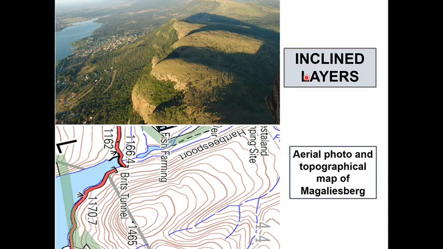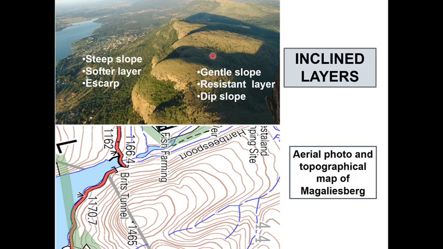Now, what does this all mean? Here is a photo of what inclined layers look like. Have a look at this. Here you see a very important thing you must notice: on the one side you'll have a gentle slope, and on the other side you'll have a steep slope. Can you remember our diagram that we had? A steep slope on the one side, a gentle slope on the other side.